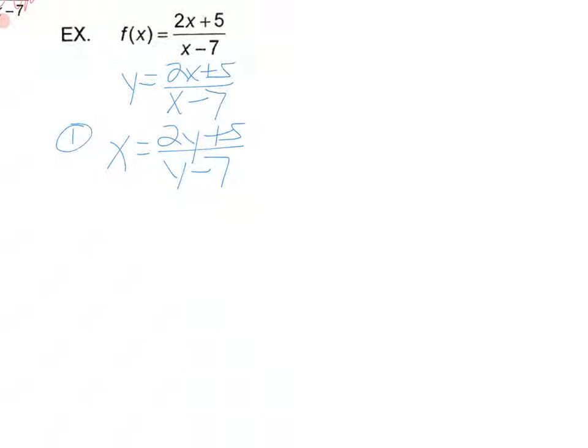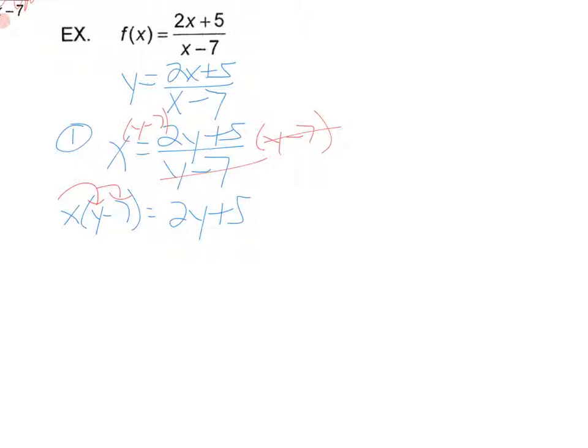So I want to get the y by itself, but there's two of them. The first step is to wipe out our fraction. We're going to multiply both sides by y minus 7. And so we have x times y minus 7 equals 2y plus 5. Distribute the x. xy minus 7x equals 2y plus 5. And this is usually where everybody gets stuck.